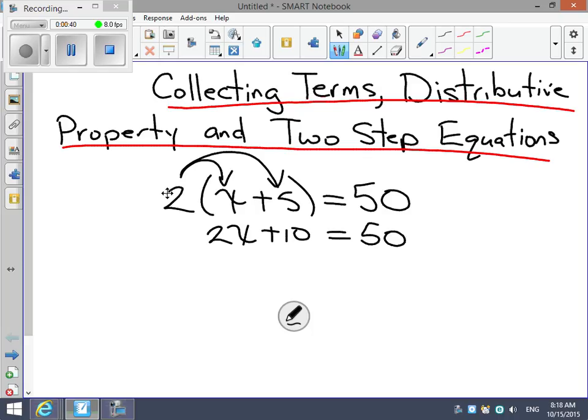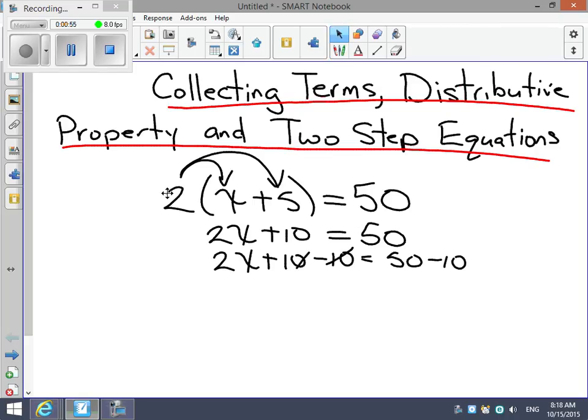Now that we're at this step, we know what we have to do is get rid of the positive 10 first. We have to do the adding or subtracting first. 2x plus 10 minus 10 equals 50 minus 10. They're gone. So what I'm left with now is 2x equals 40.